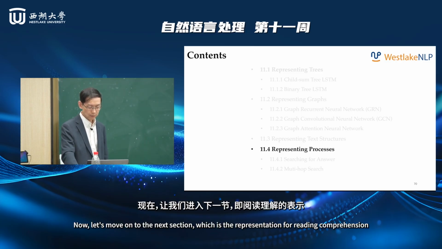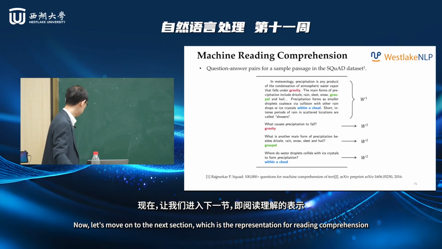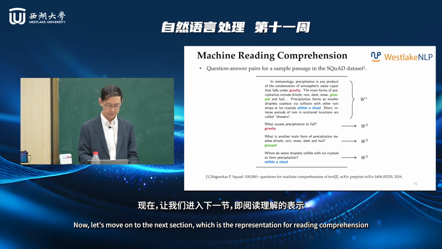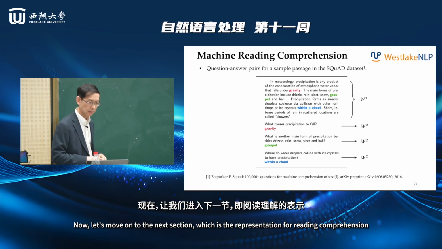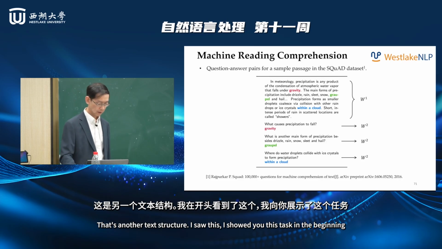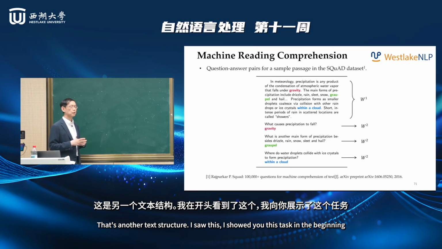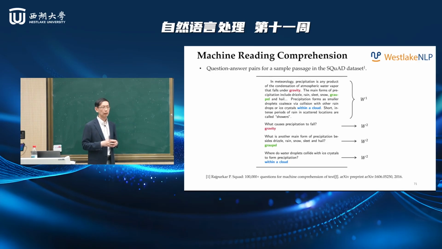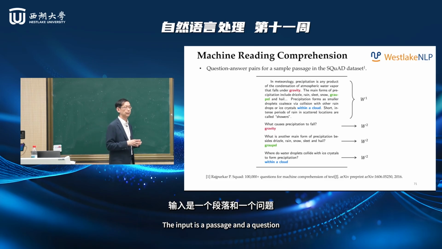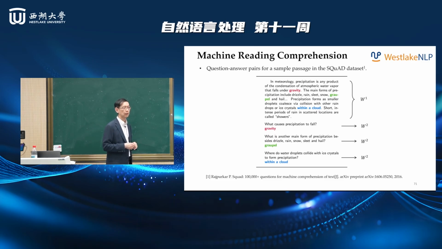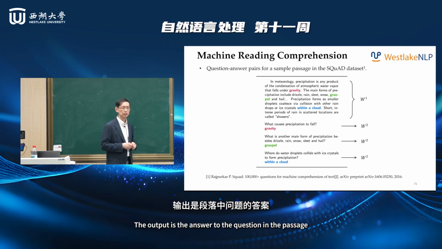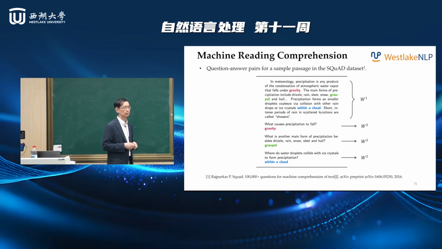Now, let's move on to the next section, which is the representation for reading comprehension. That's another text structure. So, I showed you this task in the beginning. The input is a passage and a question. The output is the answer to the question in the passage.